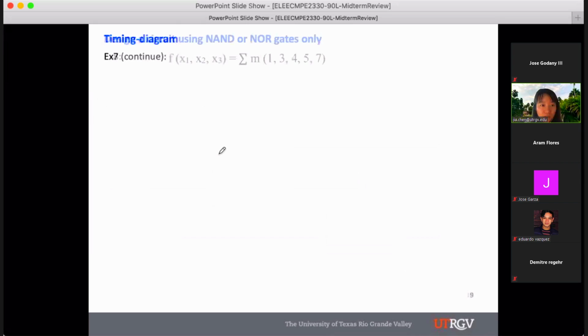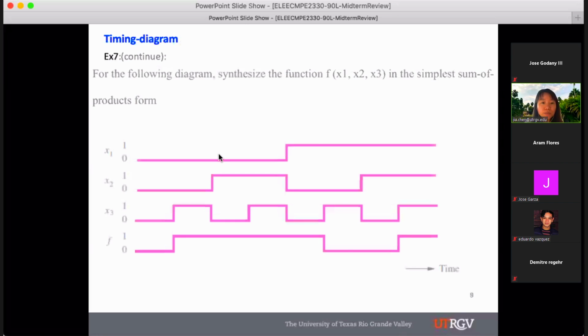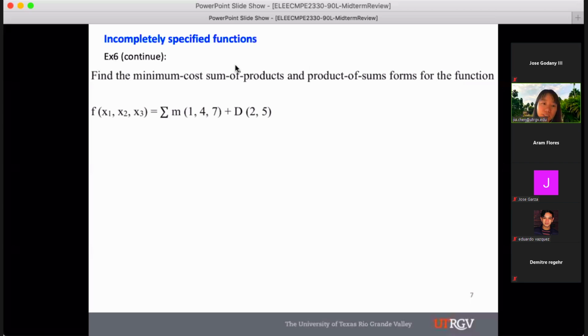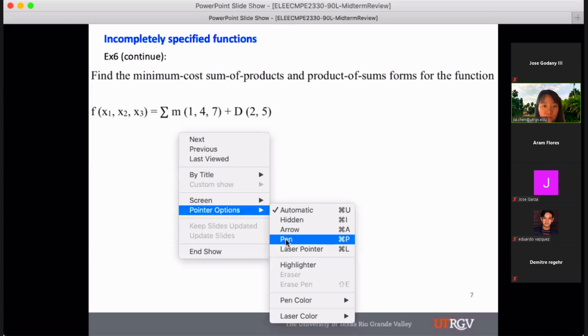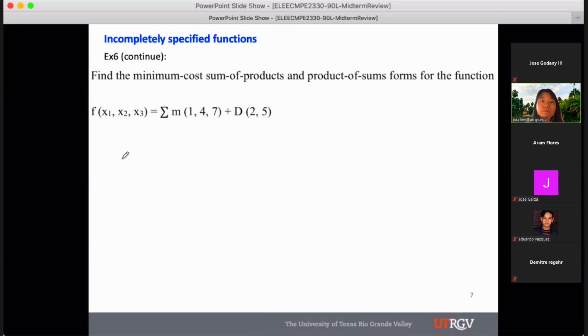Okay, timing diagram. Okay, so, not many. Let's go to this problem. First of all, step 1: when you say this kind of thing, step 1 is to fill it up in your K-map.